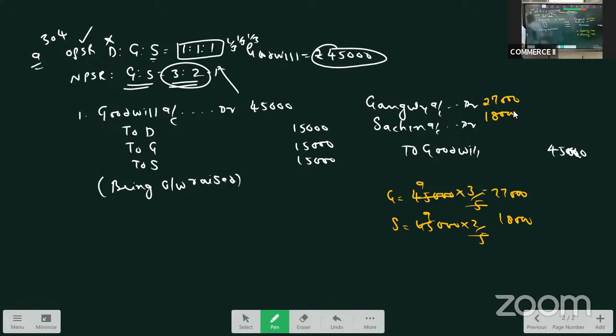See the treatment, the accounting treatment: goodwill account is debited to all partners in OPSR, and continuing partners are debited to goodwill account in NPSR, new profit sharing ratio. Goodwill is debited with 45,000, it is credited with 45,000. Goodwill account will get closed, no balance left. So we have raised it and we also have written it off. Okay. So now let us take the question.